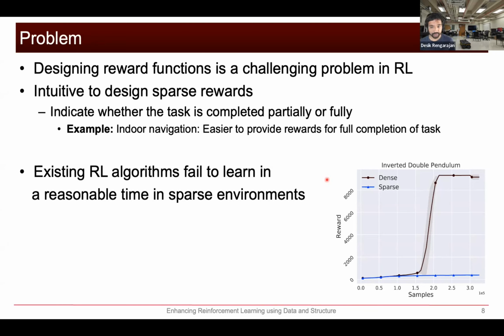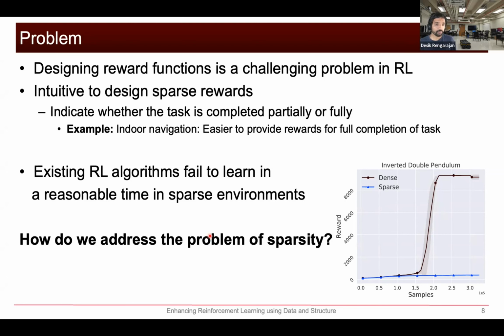So here is an example of a simple environment in the OpenAI gym setting, where when you provide sparse rewards, the agent fails to learn, while in the dense scenario, it learns pretty well. So the problem that we're trying to address is: how do we solve the problem of sparsity in reinforcement learning?